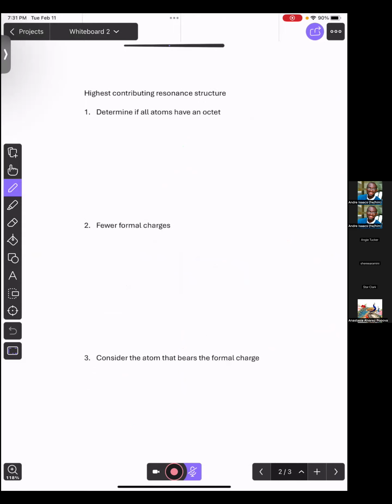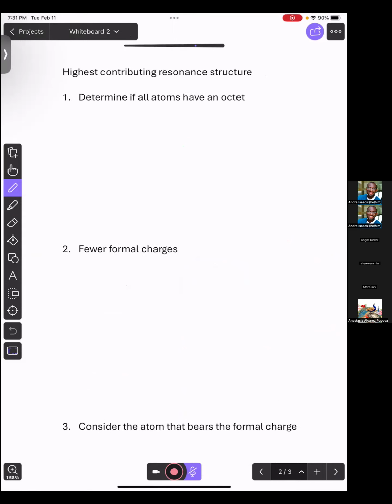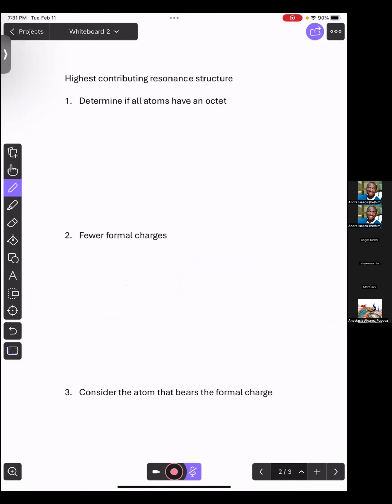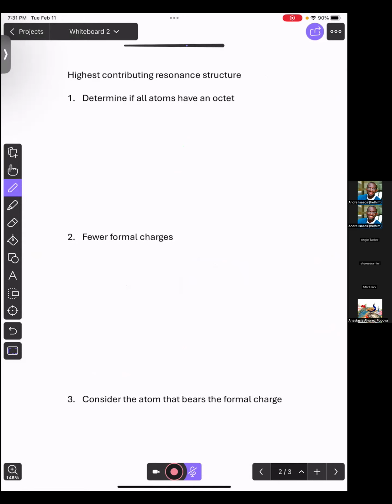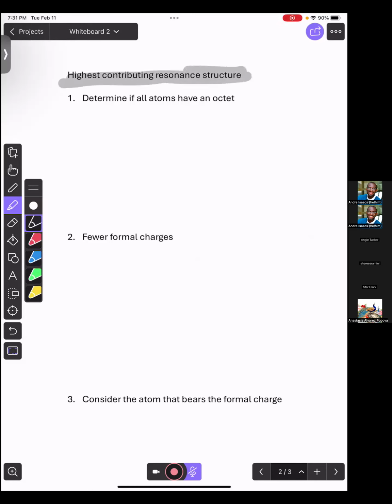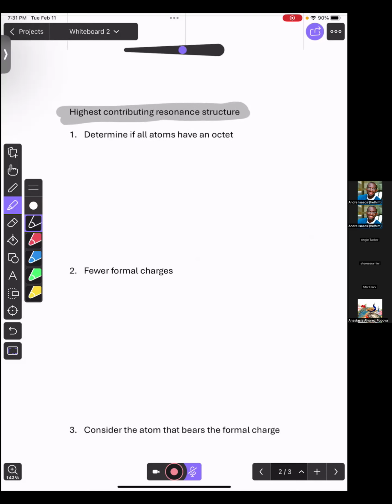So this is a new topic, and after this, we're gonna try to do some problems. Okay, so what happens now when you have 2 resonance structures? Okay, and you're like, which one is better? We call this the highest contributing resonance form. Okay, so for example, we have 2 resonance structures. Which one of them contributes to the picture of the molecule more?